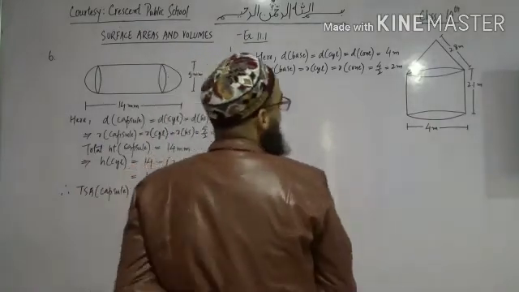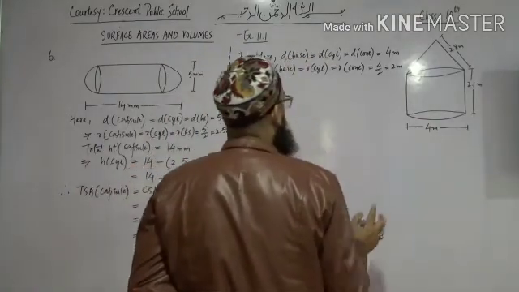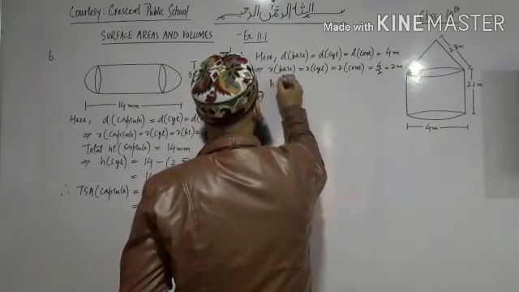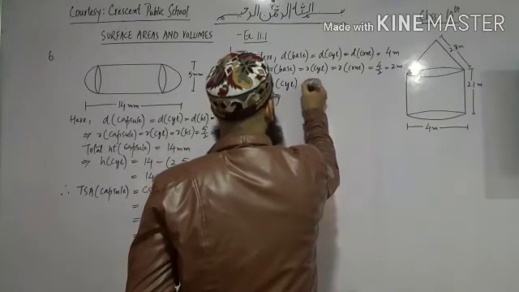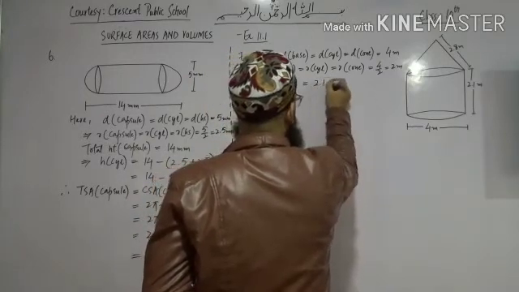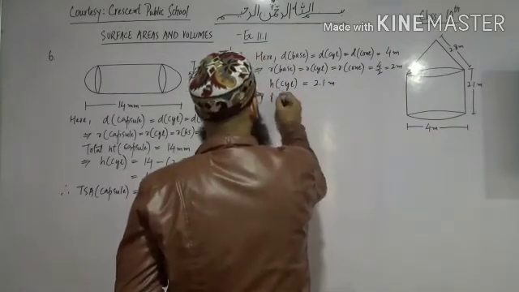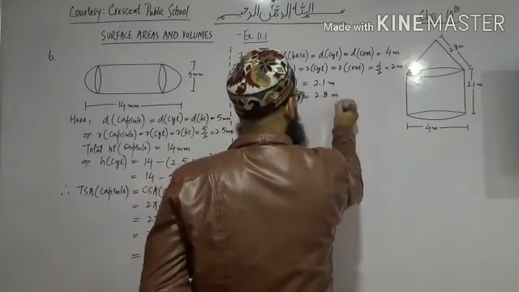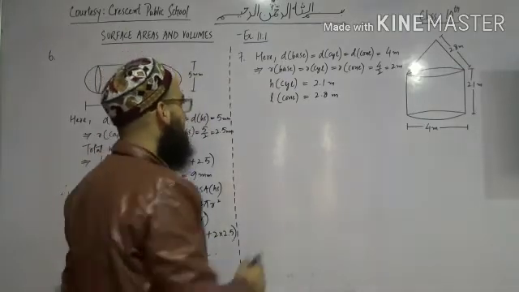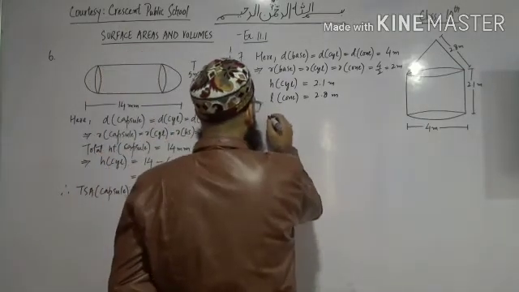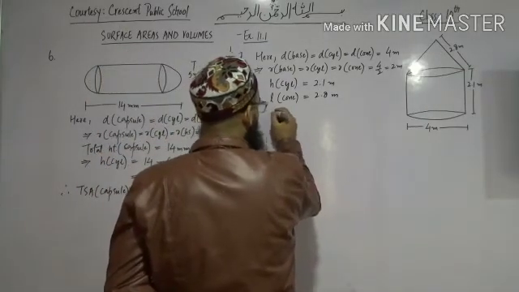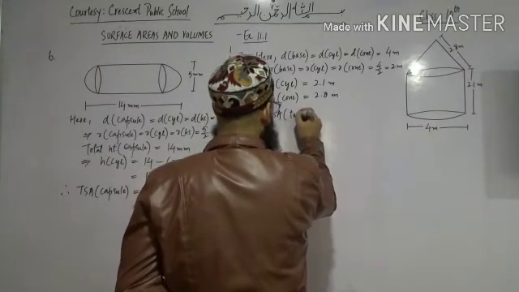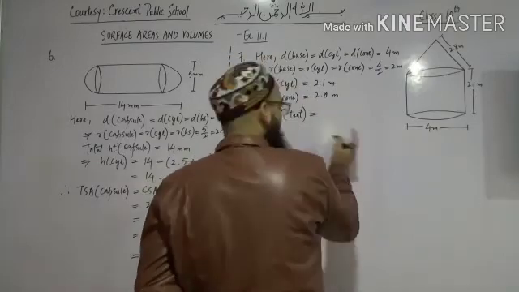Then height of cylinder, that is equal to 2.1 meter. Then slant height of cone, it is equal to 2.8 meter. Got it? Therefore total surface area of tent.